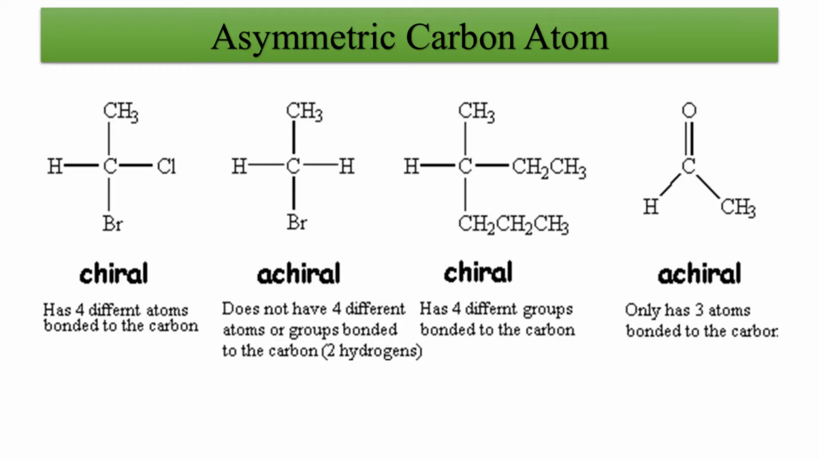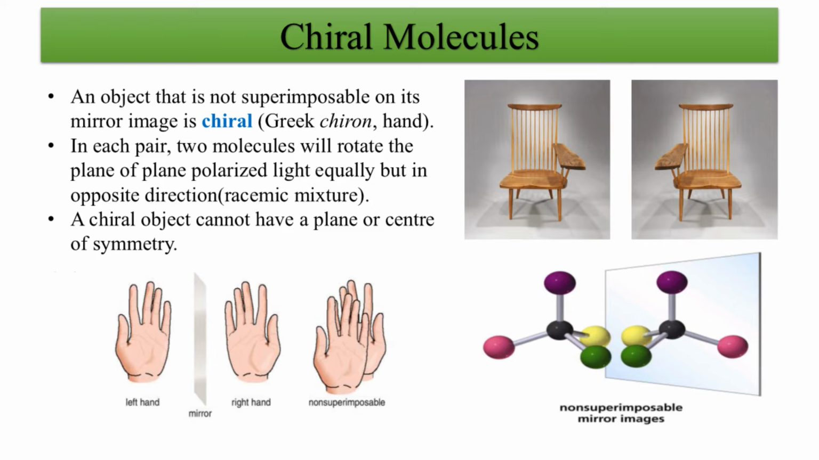Chiral molecules have 4 different groups attached to a carbon atom, making them non-superimposable on their mirror images. Achiral molecules do not have this property. Students, please note that chiral molecules are not superimposable on their mirror images and can rotate plane polarized light in opposite directions, a property known as racemic mixture.